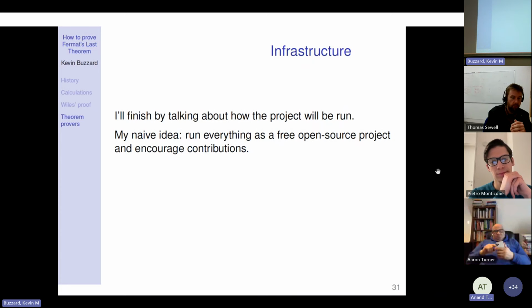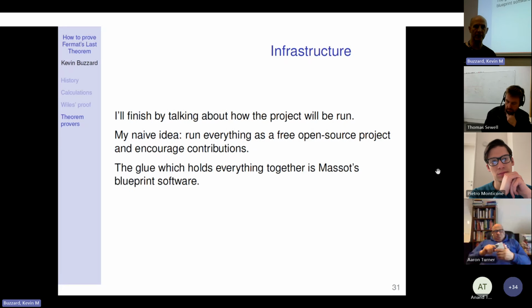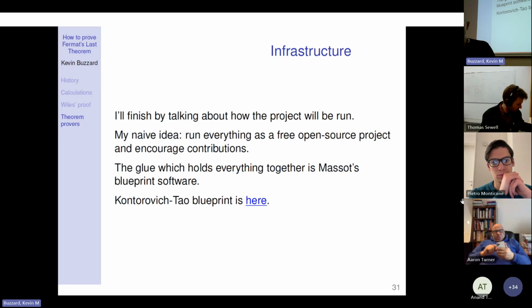So I'm going to run everything as a free open source project, and I'm going to encourage contributions. I'm encouraging PhD students in number theory, for example. They would be the perfect thing. And the glue that's going to hold everything together is Patrick Massot's blueprint software. So let me show you.